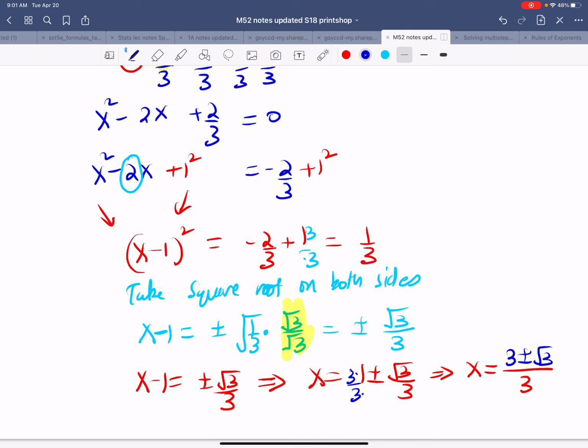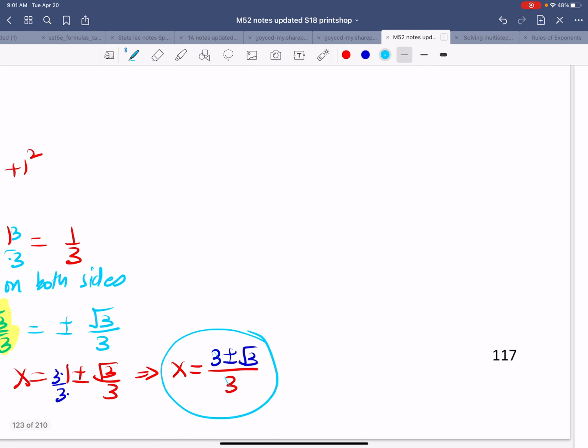Again, I want to warn you that you might be very tempted to cancel the 3's. Do not do that. That's a big time mistake. We've talked about it. The 3 in the numerator is not in the factored form. It's actually a part of a binomial. So don't touch that 3, okay? This is going to be our final answer.